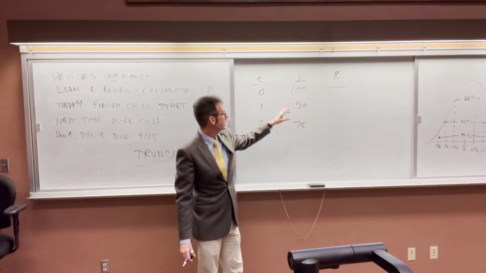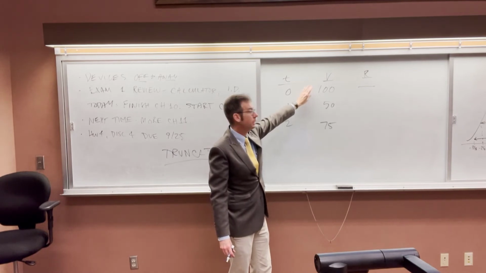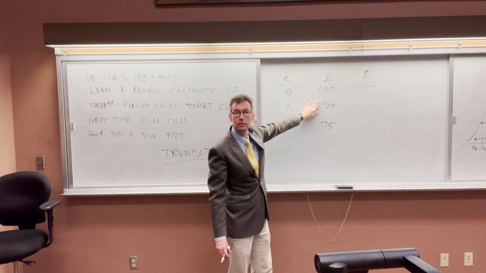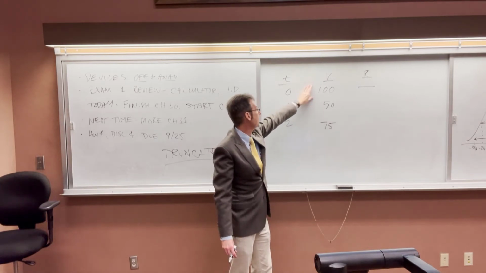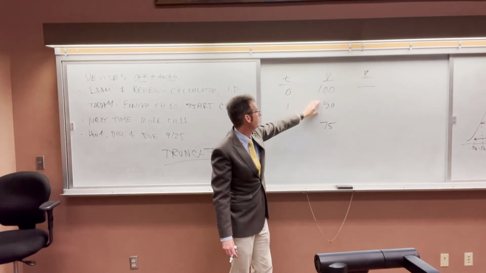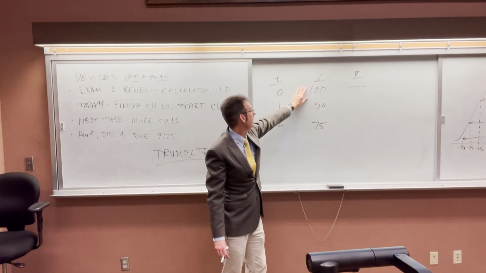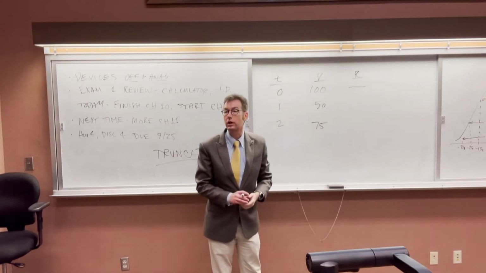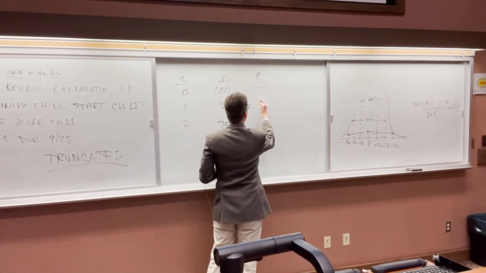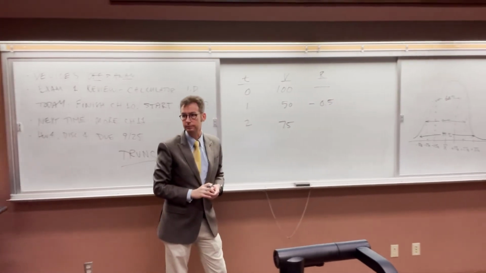And how am I going to do that? (t plus 1 minus t) divided by t. So it's the value at time t plus 1, minus the value at time t, divided by the value at time t. So 50 minus 100 is how much? Negative 50. Negative 50 divided by 100 is how much? It's minus 50%, or minus 0.5. Does that make sense so far?